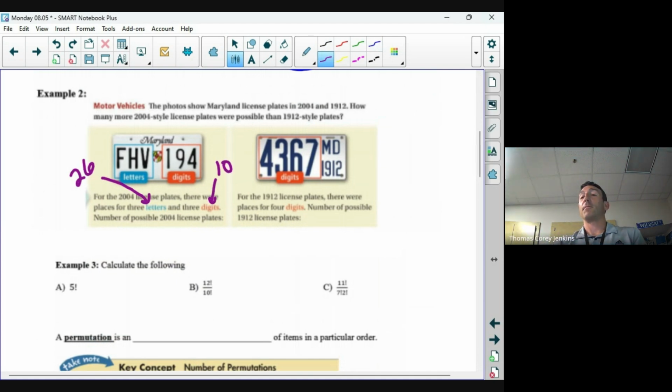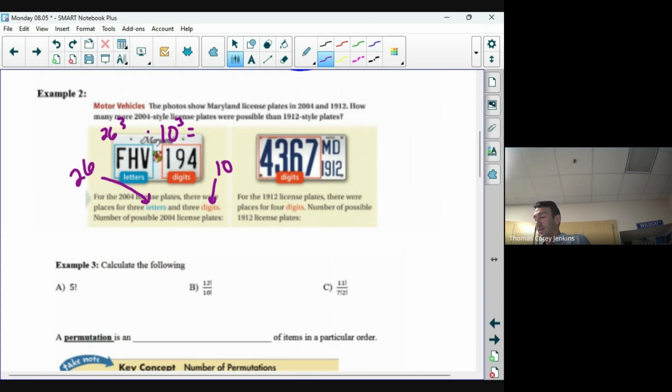All right, so for the Maryland license plates, if we have 3 letters to choose from, and I believe it says they can repeat, then each of those would be 26. So we'd have 26 times 26 times 26. I'm just going to say 26 to the 3rd for my letters. And then for my digits, I'd have 10 to the 3rd, 10 times 10 times 10. I can just type that into my calculator as 26 times 26 times 26 times 10 times 10 times 10, or I can shorten that with the exponents.